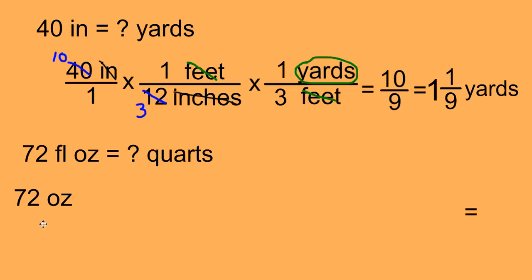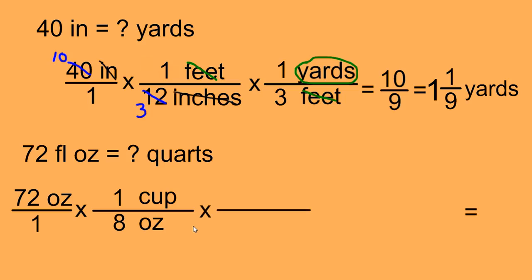So we have 72 fluid ounces. Write it as an improper fraction and set up your conversion factor. Okay, what do we want on bottom? Ounces. And if you knew there were 32 ounces in a quart, you could have gone straight into quarts. But I'm going to go from ounces to cups first. Now 8 ounces is equal to 1 cup. Again, you might have to refer to your reference sheet.